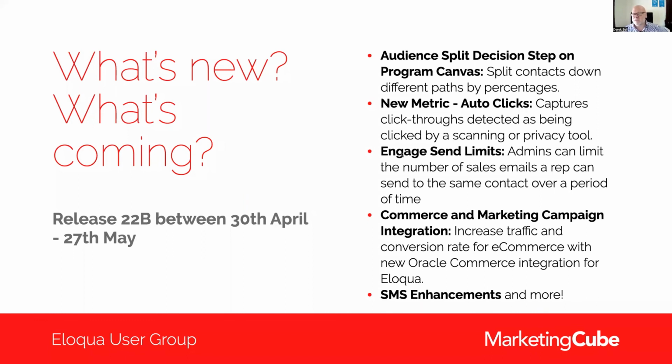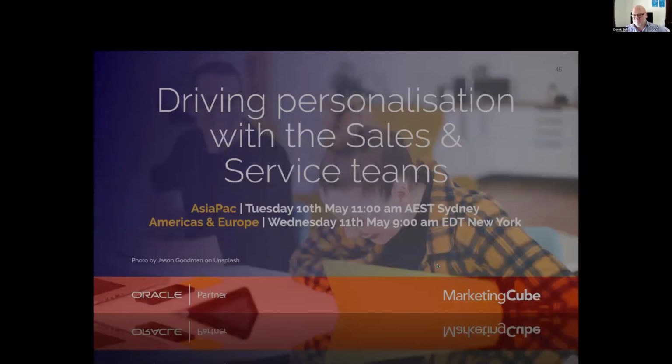Engage send limits. So if you're using the Engage app for salespeople, you can set limits on the number of emails that the rep can send so that you don't have a renegade salesperson becoming their own marketing team. If you're running Oracle Commerce and marketing, you can integrate that with Eloqua. Plus there's more on the SMS stuff as well.